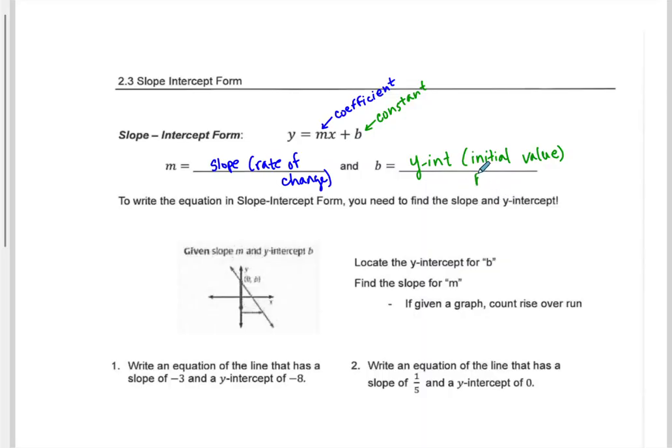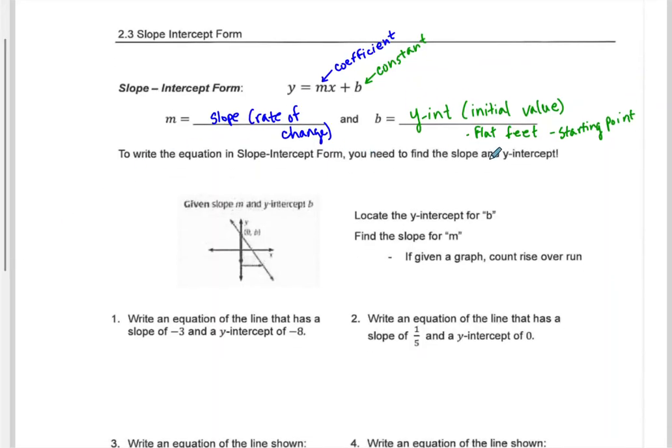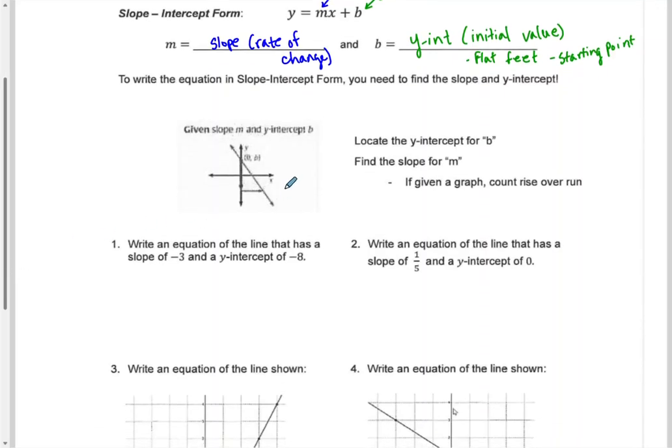Sometimes it also says things like flat fee. Let me write that down. So flat fee, basically, or maybe it would say something like starting point, starting at. So I'll just say starting point. These are just the different types of vocabulary that we use for that. All right, so to write an equation in slope-intercept form, you need to find the slope and y-intercept. There are different ways that we can do that, given a graph or just using words.